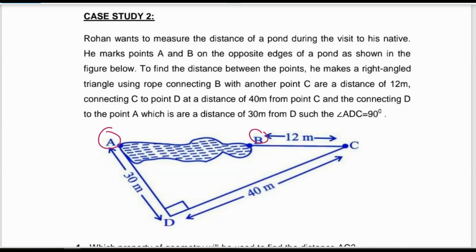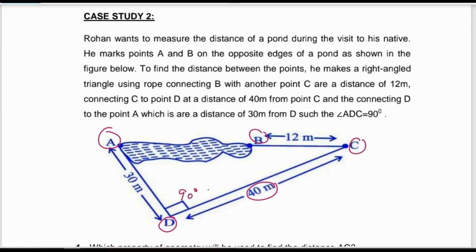So he's making a right angle triangle using a rope connecting B with another point C at a distance of 12 meter, and connecting C to another point D with a distance of 40 meter, and connecting D to A with a 30-meter rope, such that the angle ADC will be 90 degrees.